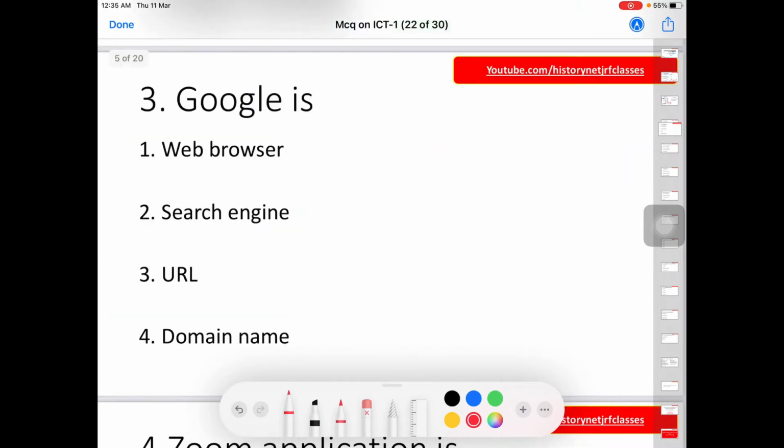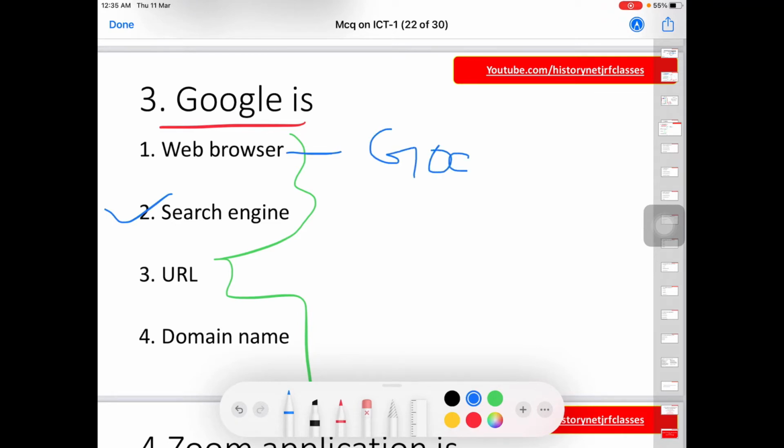Next question is, Google is what? It is important, as they will ask questions about Google, Google Chrome, search engine, and other things. Options are web browser, search engine, URL, and domain name. So Google is a search engine. When it is Google Chrome, then it is a web browser.